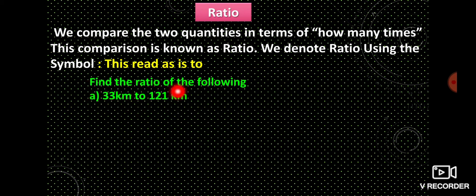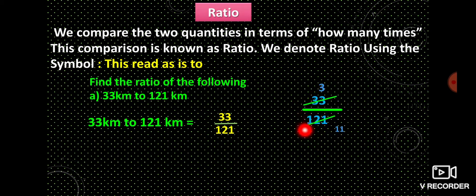First question, find the ratio of the following: 33 kilometer to 121 kilometer. Very simply, we can find the ratio of these two numbers. For this, first we have to divide these two numbers. 33 divided by 121. Just simplify this. In 33 and 121, 11 is common. In 33, 3 times 11. In 121, 11 times 11. So the remaining number is 3 by 11. So the ratio is 3 is to 11.